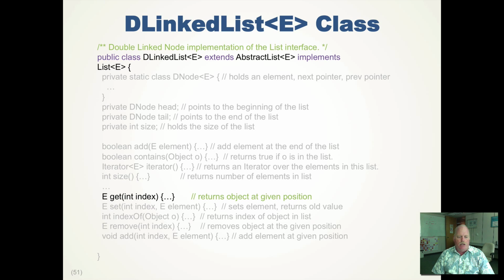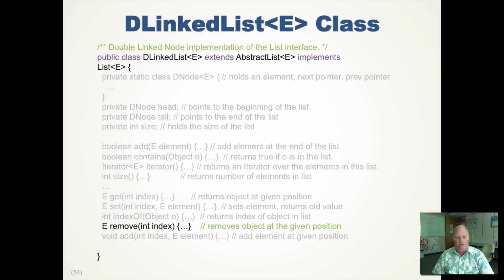Get at index: we check its bounds based on the size. We can traverse forwards or we can traverse backwards, it doesn't really matter. I find it simpler to traverse forwards, I like counting up instead of subtracting from size. Return the value. Set: again, we check the bounds, we traverse forwards or backwards, and then replace the element. Index of: we start at the beginning or start at the end, traverse forwards or backwards, looking for the item, keeping track of where we are, return the index if we find it, return -1 if we don't.